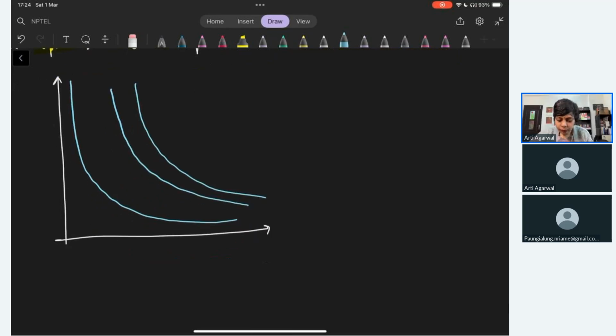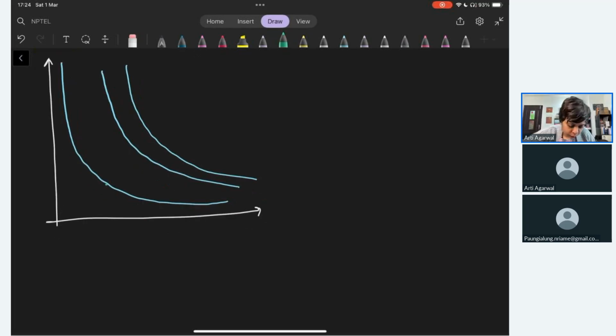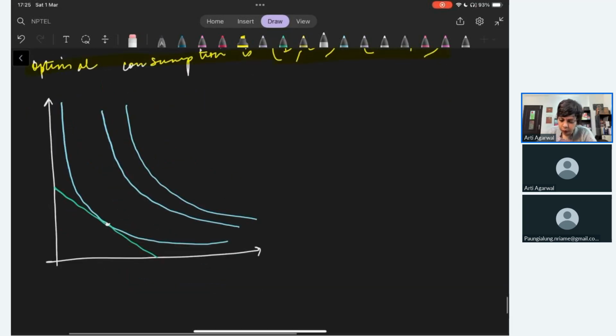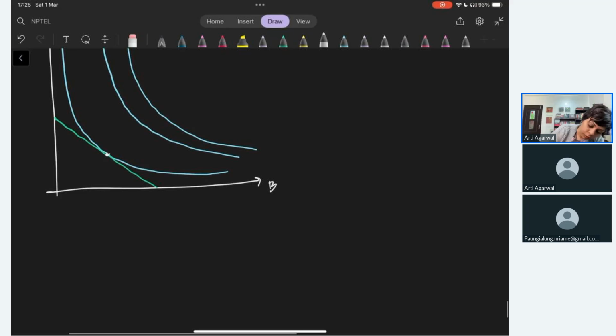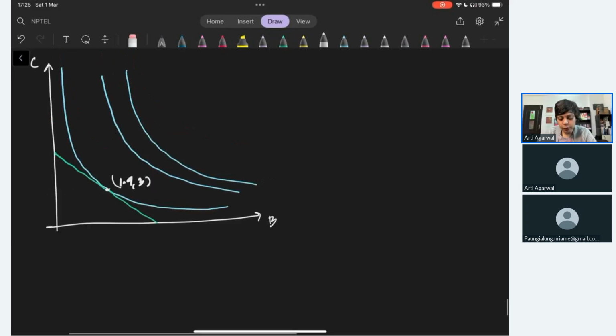Anyway, now suppose our budget curve is something here, right? And these are the indifference curves. Now let me mark the point. This is the initial consumption bundle. This is B, this is C, and this point is, let's say, 1.9 comma 3. Okay, 1.875 is almost 1.9, so I'm just writing 1.9 comma 3.